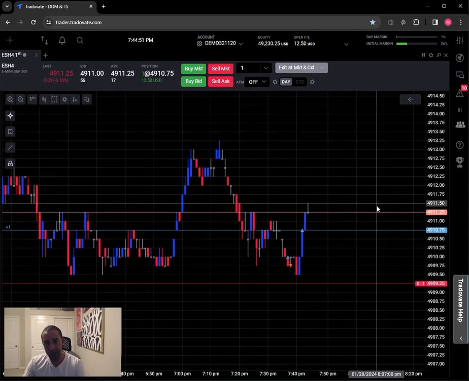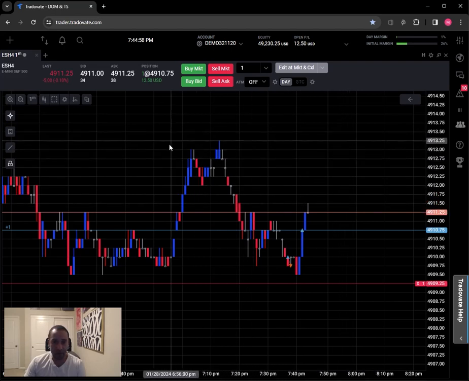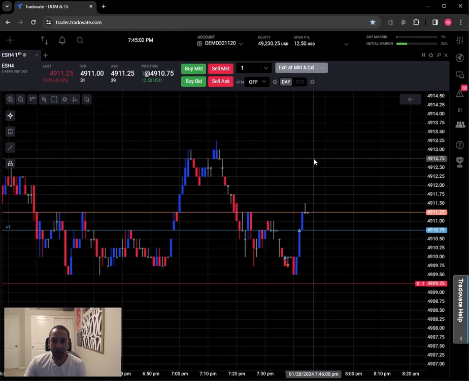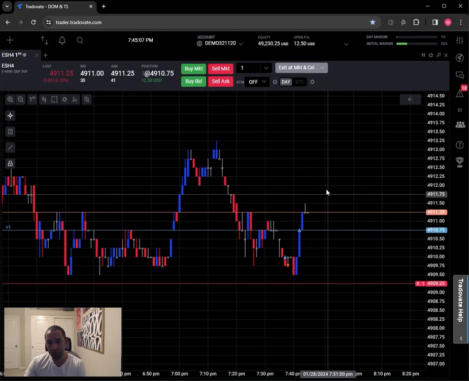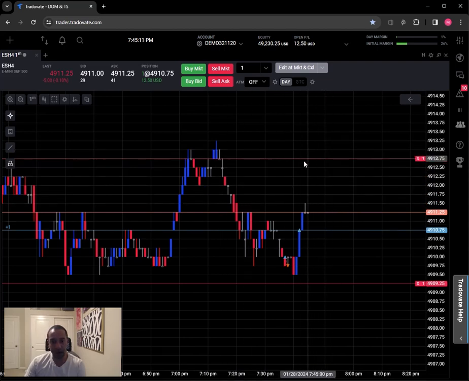Speaking of targets, let's say I want to get out of this trade at a certain point while I'm in profit, right up here in this little area of resistance. What I would do is, since again I'm long one contract, I would place an order of a sell limit up here. So I'm selling a contract to get out.